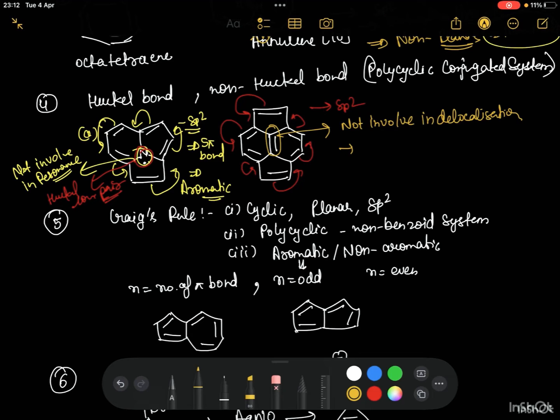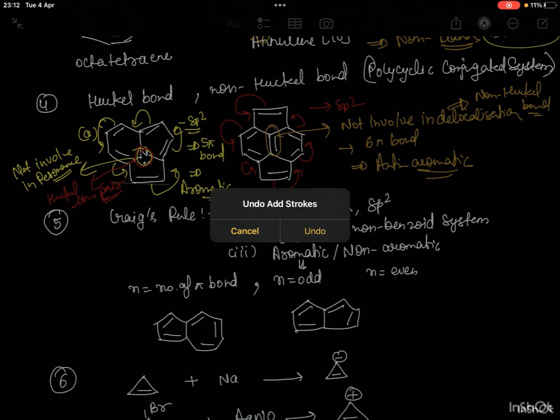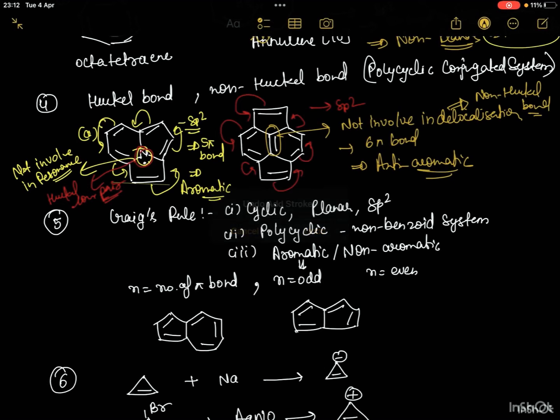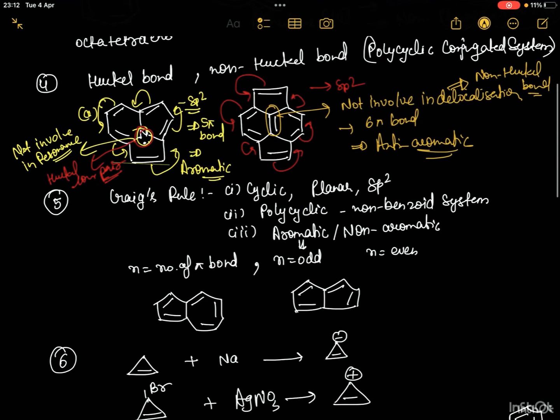So it is sp2, with 1 2 3 4 5 6 pi bonds, which means the compound is anti-aromatic. So we can say this double bond is a non-bonding bond. Whenever we have this type of polycyclic conjugated system, you have to see which one is going into delocalization. That bond going into delocalization, we will think like that.